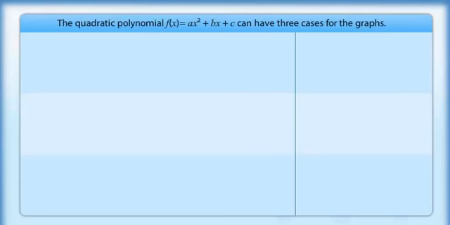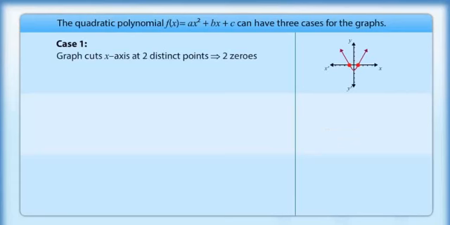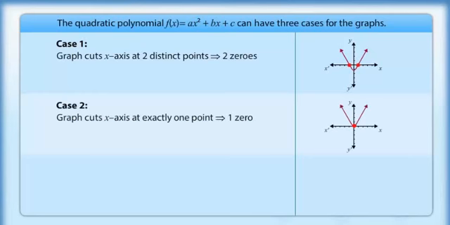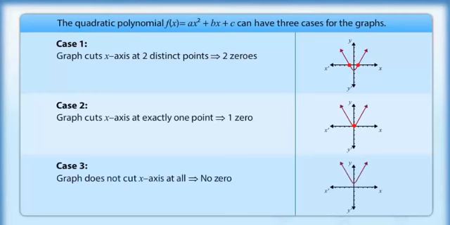The quadratic polynomial f(x) = ax squared + bx + c can have 3 cases for the graphs. Case 1. There are 2 zeros where the graph cuts the x-axis at 2 distinct points. Case 2. There is 1 zero where the graph cuts the x-axis at exactly 1 point. Case 3. There are no zeros when the graph does not cut the x-axis at all.